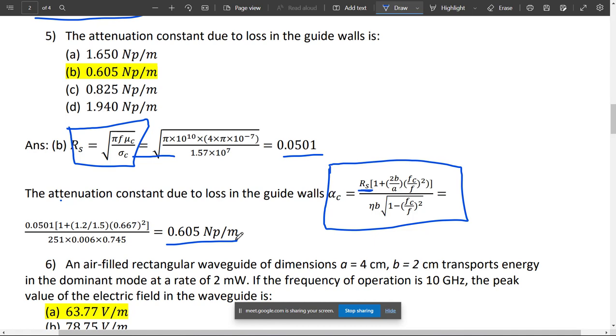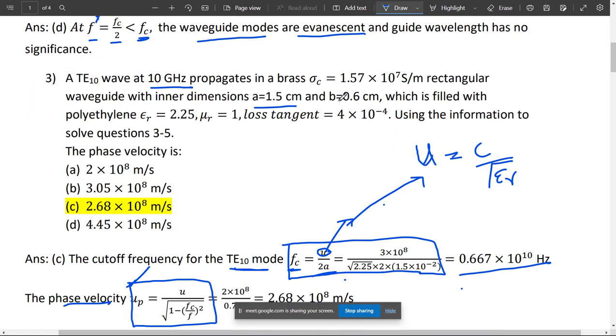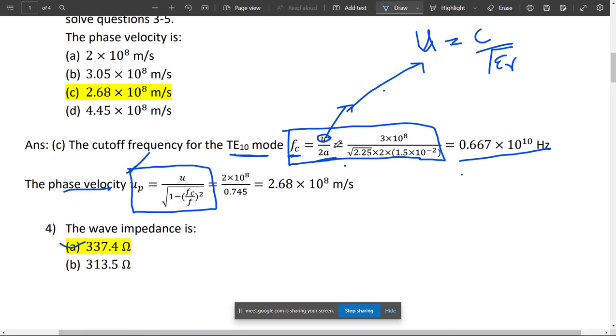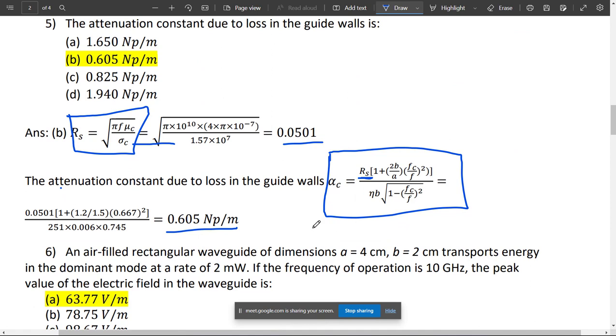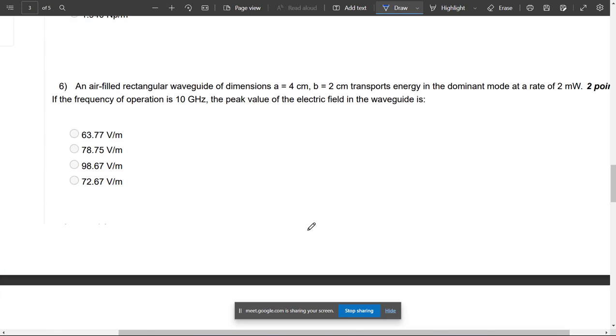Do you have any doubt here? It's a simple formula based question. So all the dimensions are given. A given, B given, sigma c is given to us, loss tangent is given to us, epsilon, mu r, everything is given to us. Loss tangent, that's tan delta. We just have to put it in the formula and we will find out the attenuation constant. Do you have any doubt? No? Okay, let's go ahead.